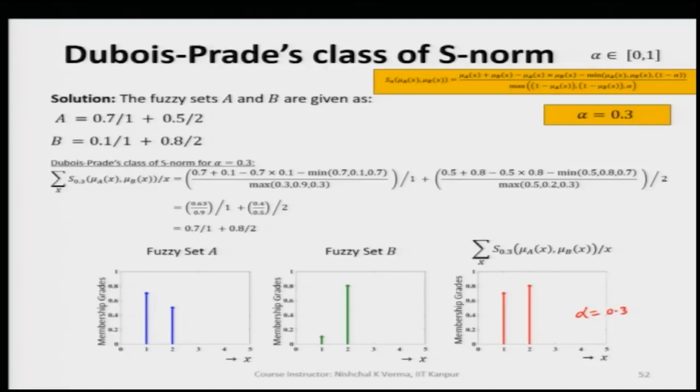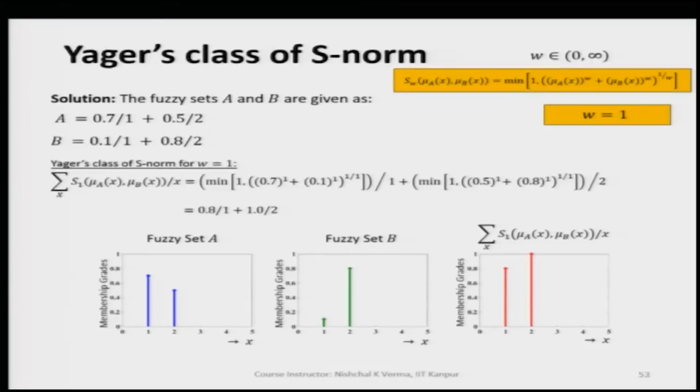Here once again I would like to mention that we have Dubois-Prade class of S norm, and even when we increase the value of alpha, we do not see any significant change in the membership values of the corresponding generic variable values of the resulting fuzzy set, which is coming out of the union of fuzzy set A and fuzzy set B.